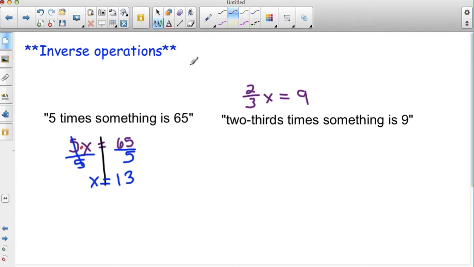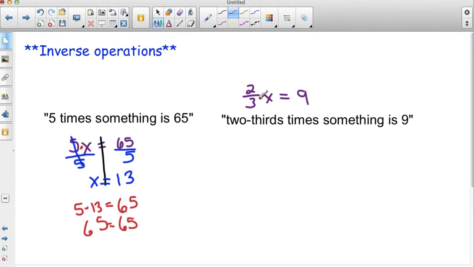Let's check our answer. 5 times 13 should equal 65. And 65 equals 65 then. You'll notice what I'm writing on the left side, I stay on the left, and the right side stays on the right. Let's check out this multiplying problem. 2/3 times something is 9.